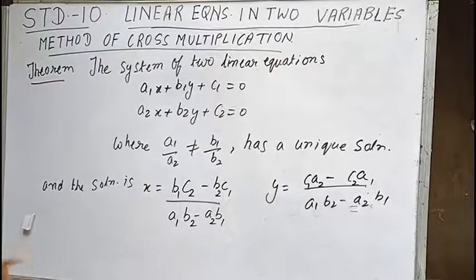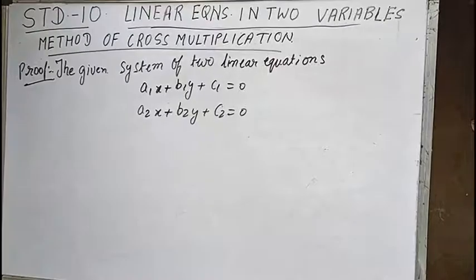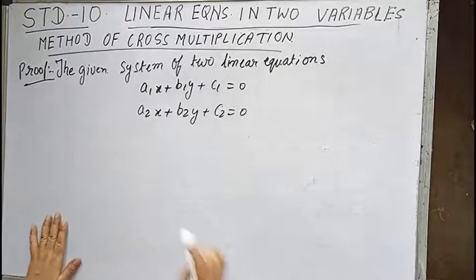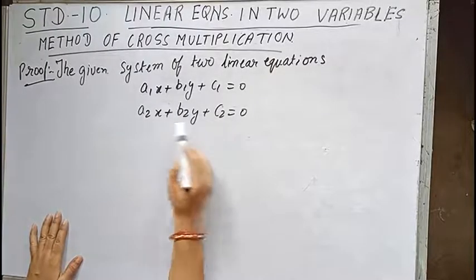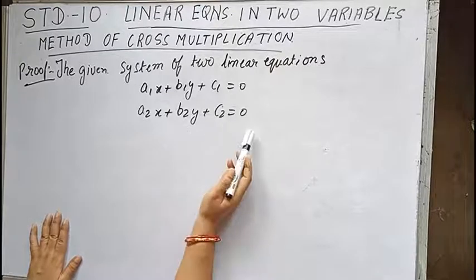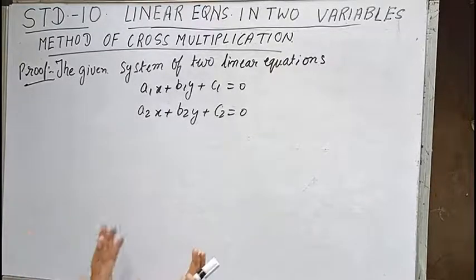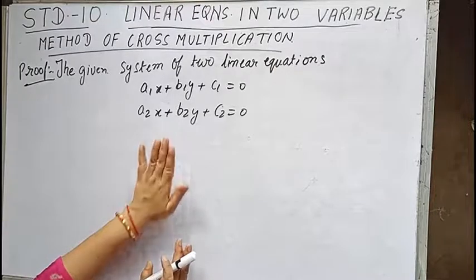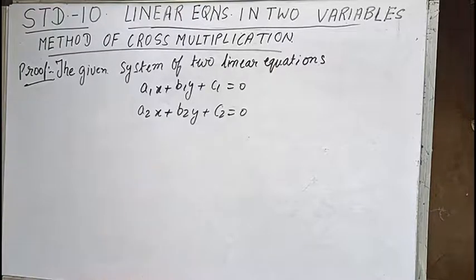Now let us derive these two values. So let us derive the formula. The given system of linear equations is a1x plus b1y plus c1 equals 0 and a2x plus b2y plus c2 equals 0. Now we are going to derive the format of the cross multiplication method. But before the cross multiplication method, children, we know the elimination method. So we will solve this by the known method, that is the elimination method.